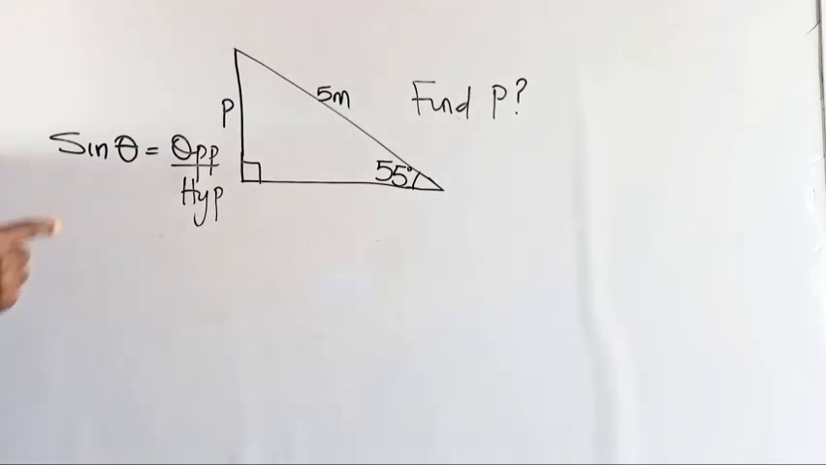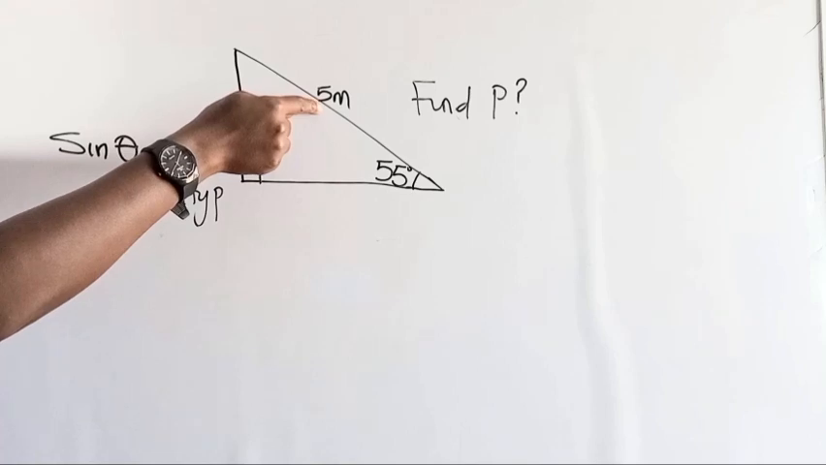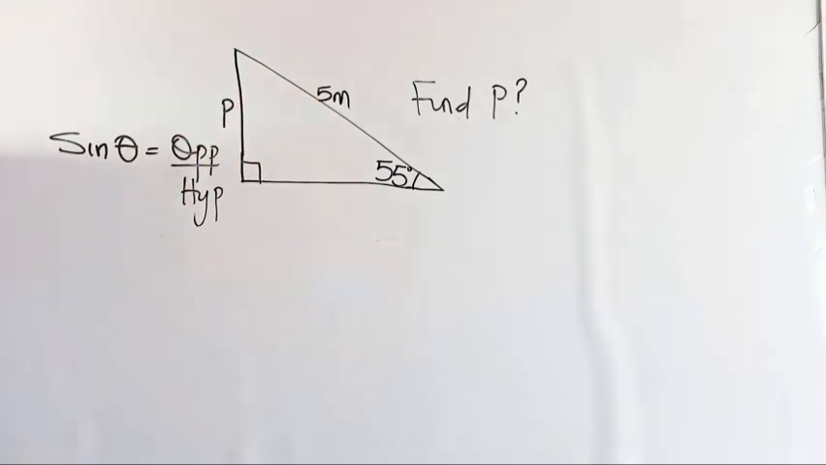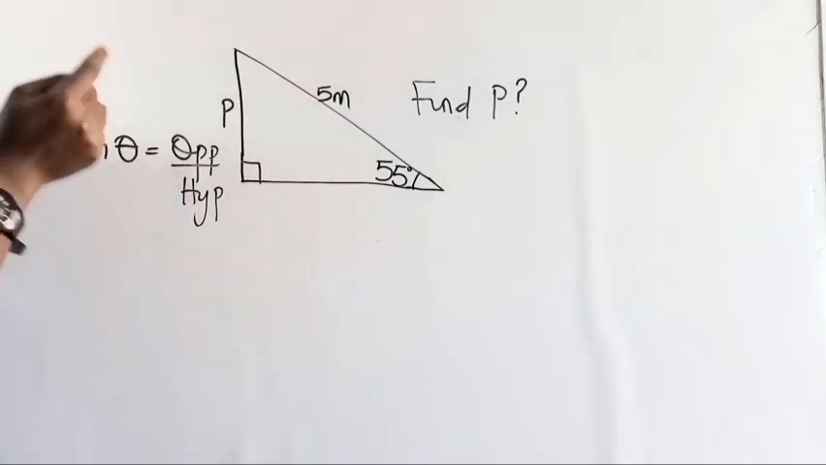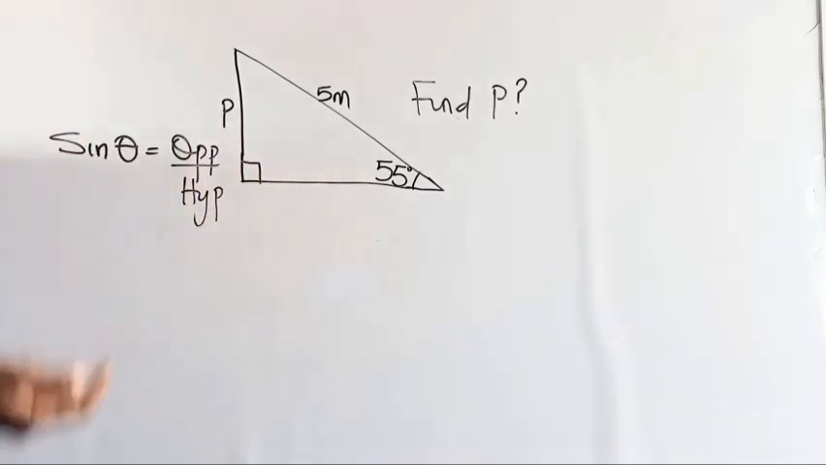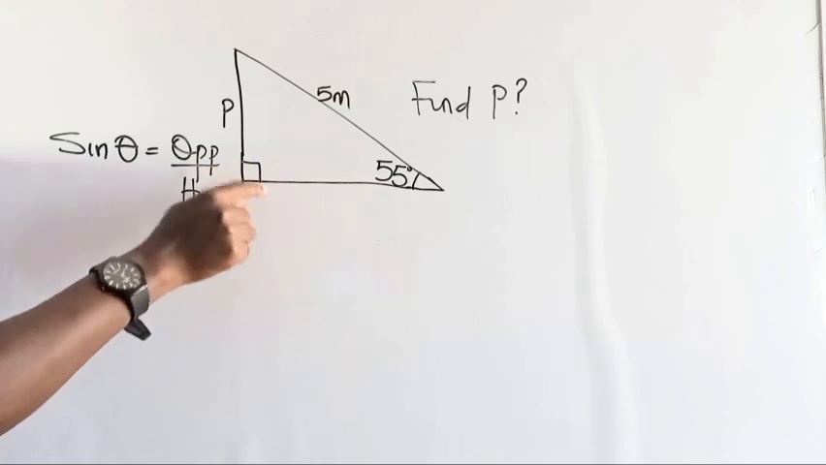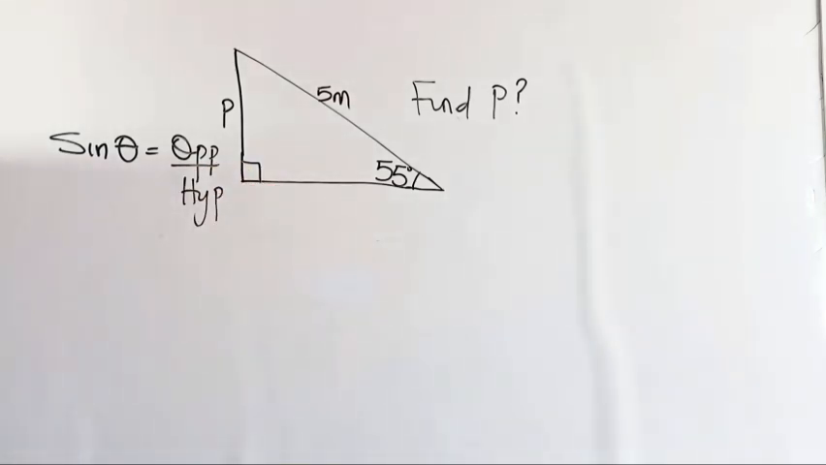So why am I using this sine ratio? In every right angle triangle, we have three sides. We have the side that is facing the right angle, which is called the hypotenuse. We have the side facing the given angle, which is the opposite. And the third side, which is directly underneath the right angle, is the adjacent.